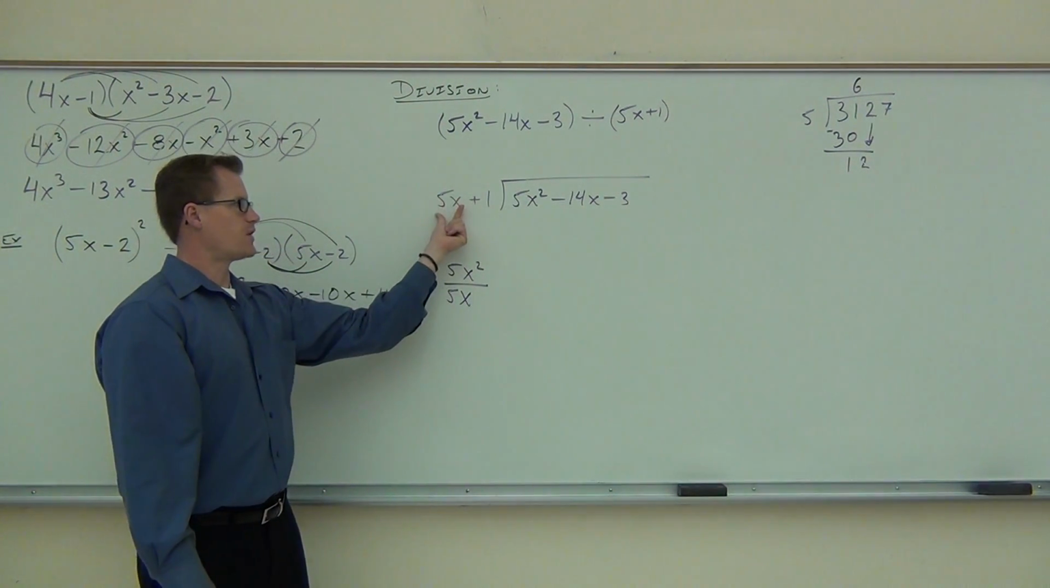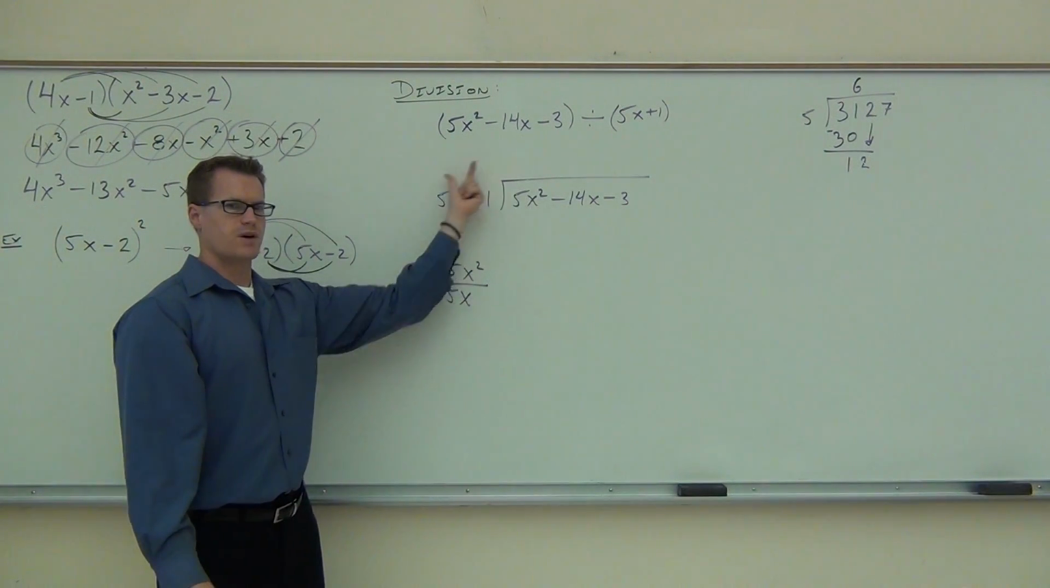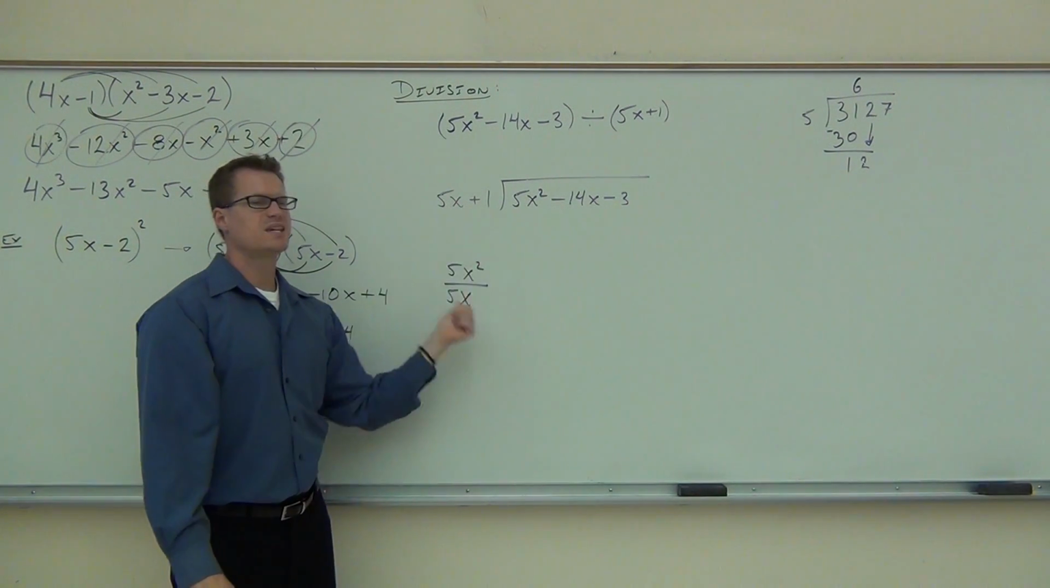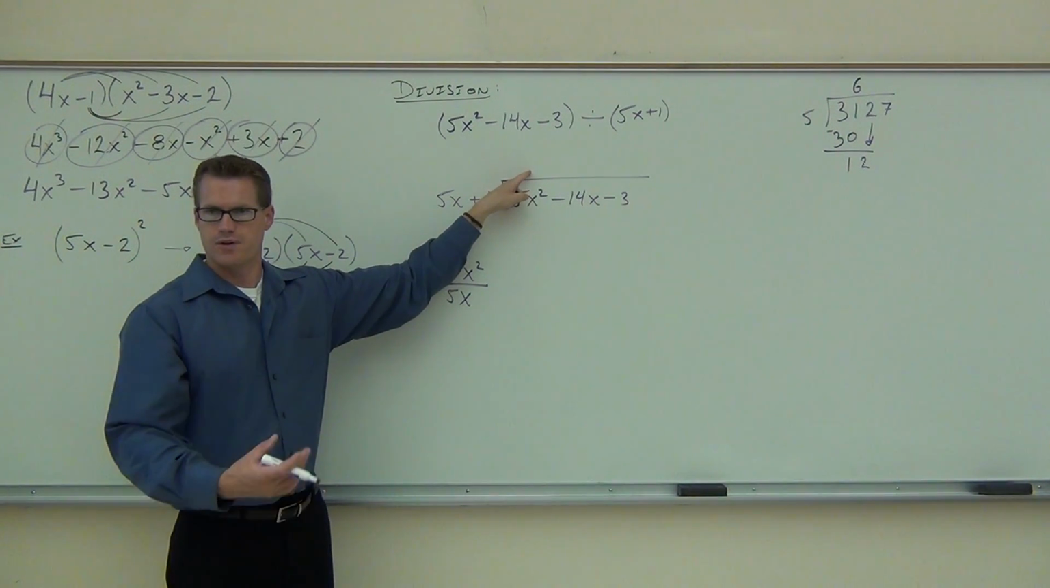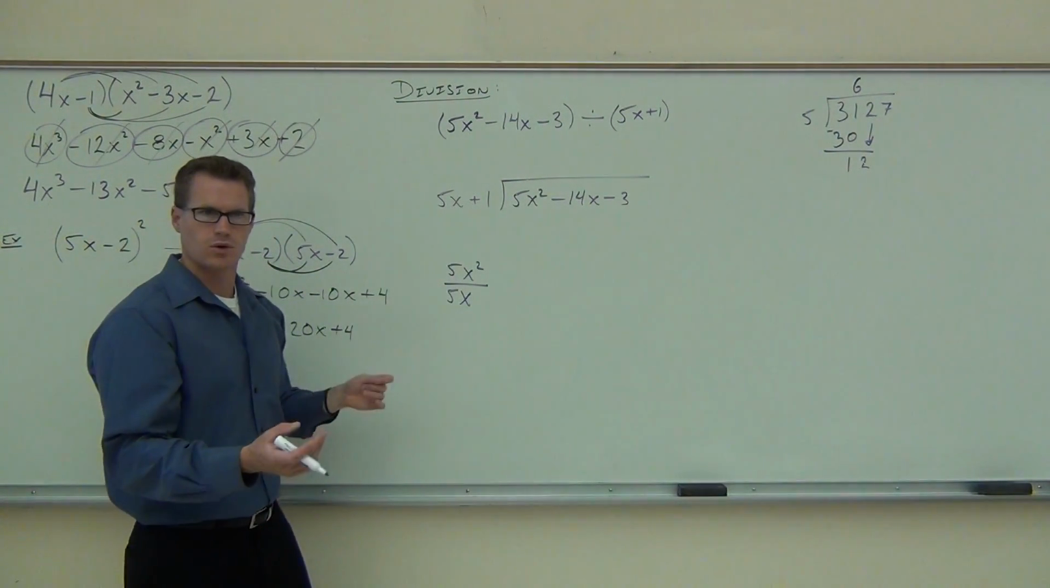5x squared divided by 5x. This first term divided by this first term. Whatever you get here is going to go right there. Are you with me on this? Yes. You're dividing, you're just doing it term by term. And this is going to work out for us.